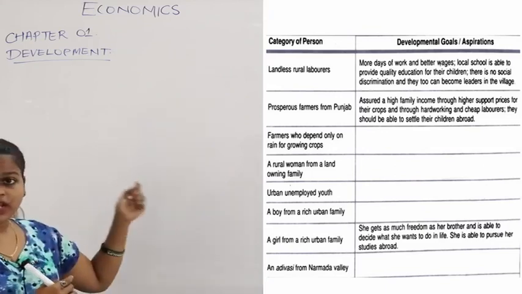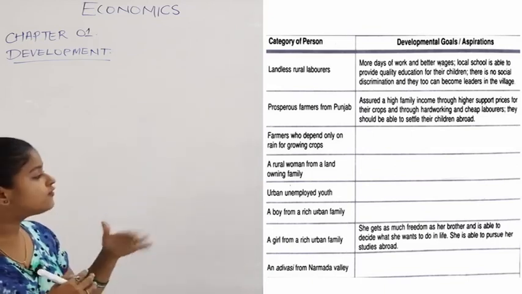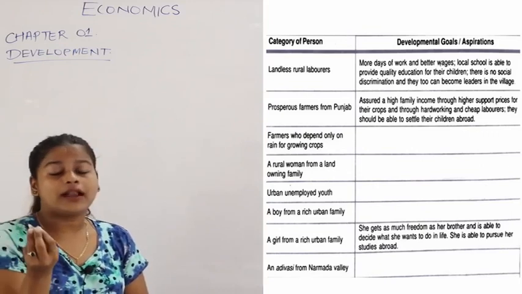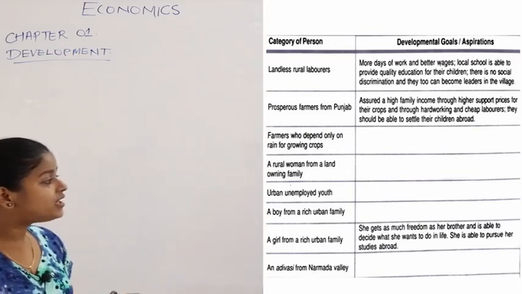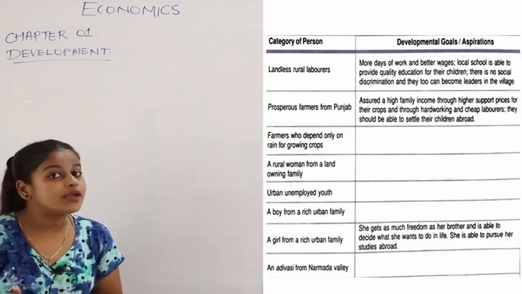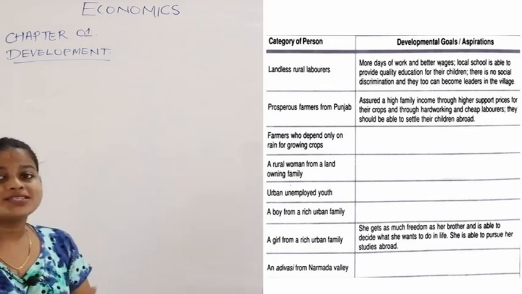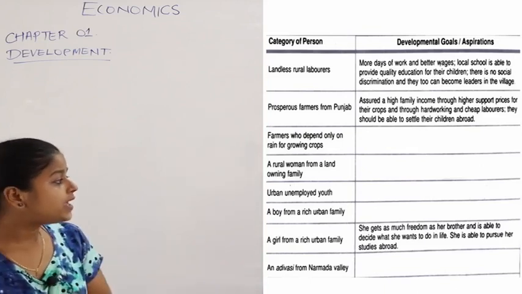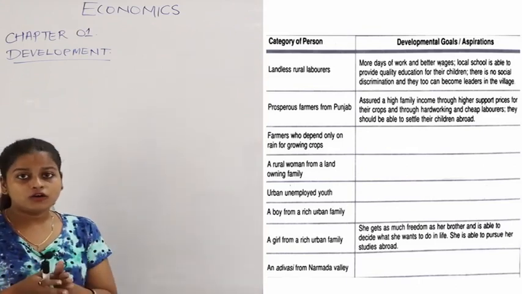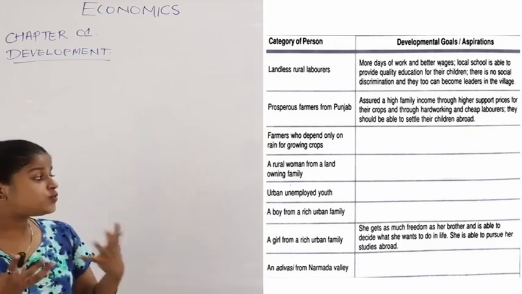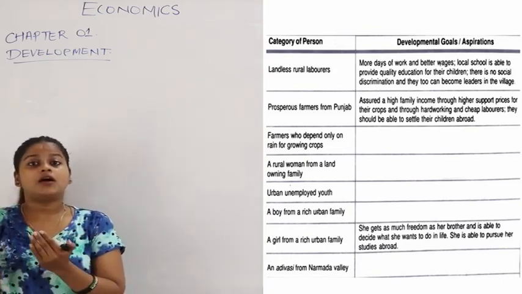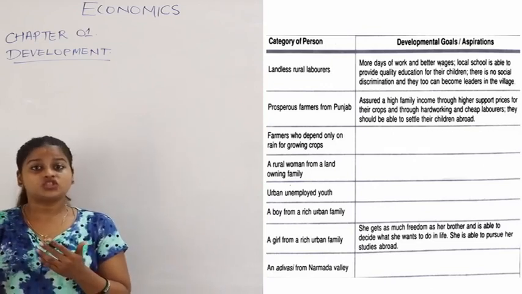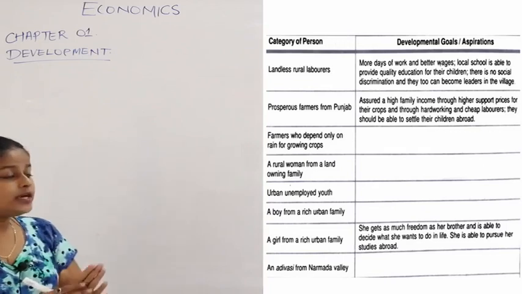Now let me explain another point: a girl from a rich urban family. She wants freedom as much as her brother gets, and to be able to decide what she wants to do. She wants to be able to pursue her studies abroad. For a girl from a rich family, she would expect that there shouldn't be a comparison between her brother and herself, and that she should be given equal rights as her brother, and the chance to go and learn abroad. This is what we understand from this table.